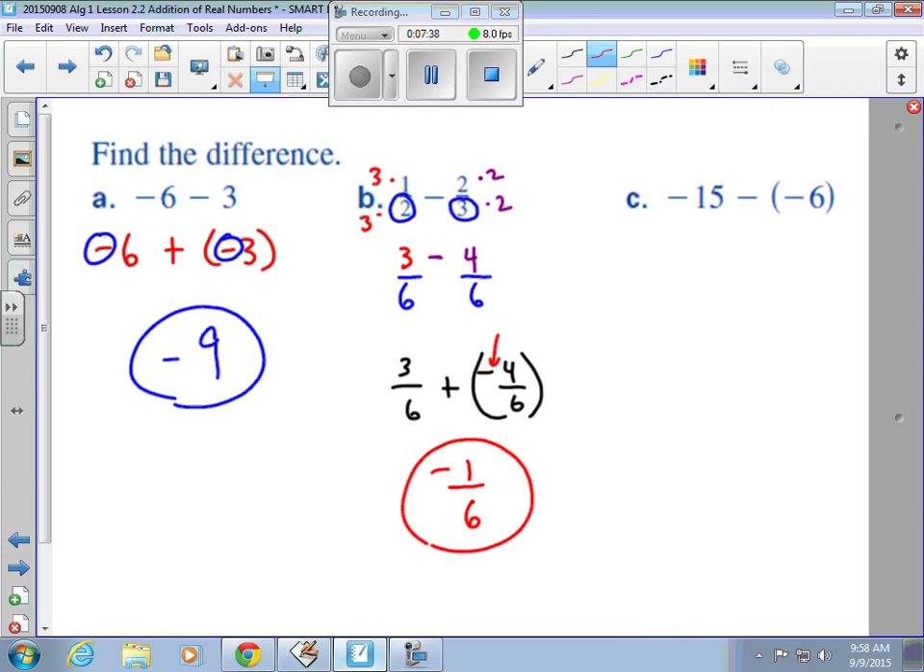This one's a little bit easier. Do this one. Take about 30 seconds. Remember to add the opposite.